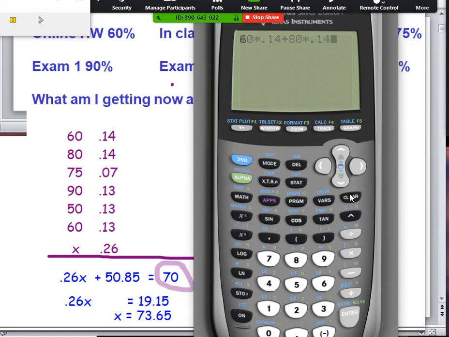And then you do obviously 70 minus 50.85, which gives you 19.15, and divide both sides by 0.26. Divide by 0.26 to get what you need to get on the final exam in order to pass. So you need to get a 73.65% on that final exam to pass. So that's kind of how you work it out.